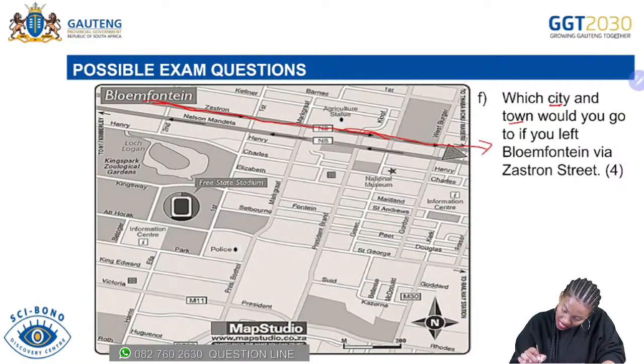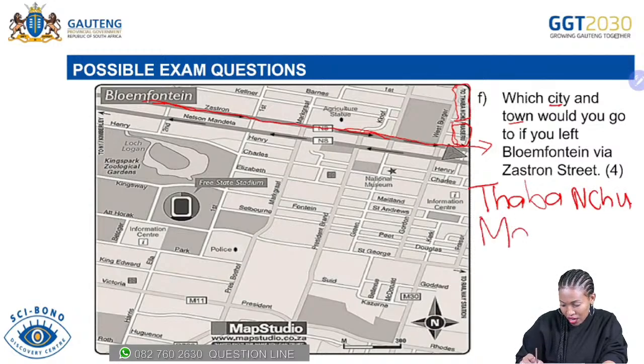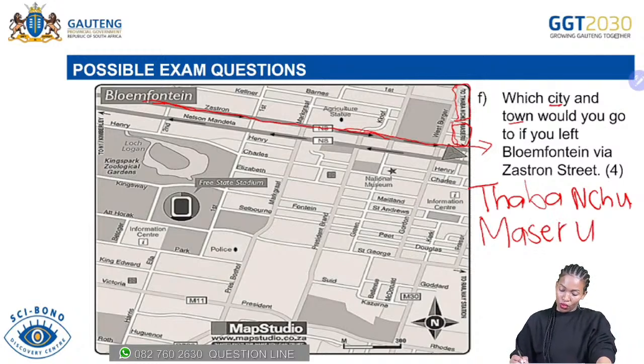So the only city and town that I see here is Thaba Nchu, and the city is Maseru. I know it might not be clear there to you, but these are the two places. The town is Thaba Nchu. Guys, remember Thaba Nchu is a town in the Free State. And then the city is Maseru. Maseru is a city in Lesotho. So then 2 marks for Thaba Nchu, and then 2 marks for Maseru.